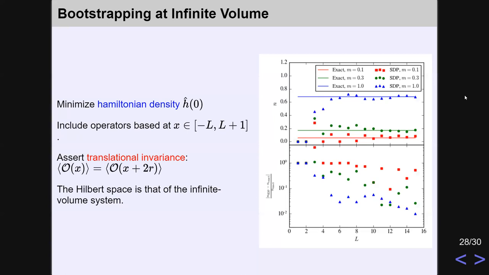And so the point of this slide is that as you increase the correlation length, that is, as you decrease the mass, the convergence of bootstrap methods gets worse, because you have to consider a larger basis to get larger separations of operators. Obviously, that disappears if you go to momentum space.